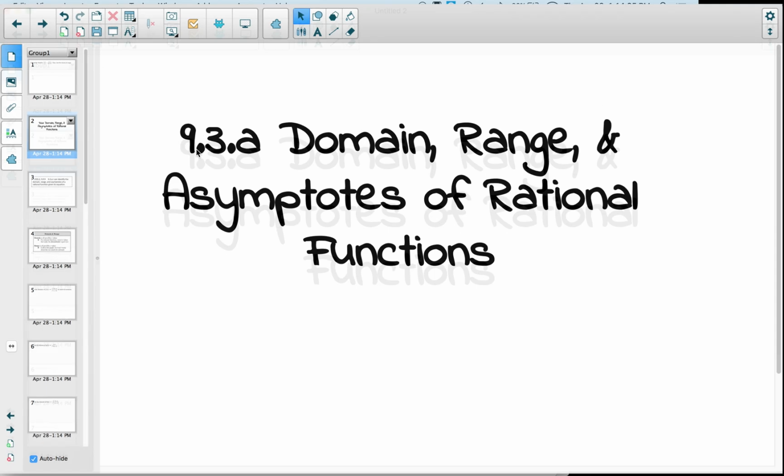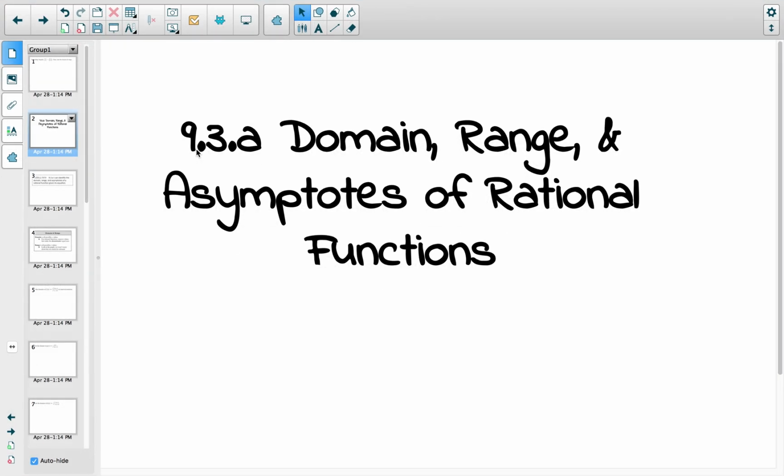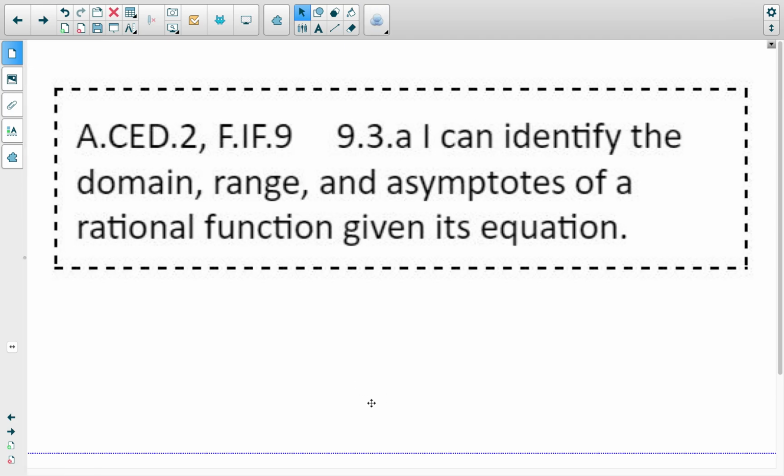Hello, this is 9.3a, domain and range, and asymptotes of rational functions. In general, we want to be able to identify domain, range, and asymptotes of a rational function given its equation.